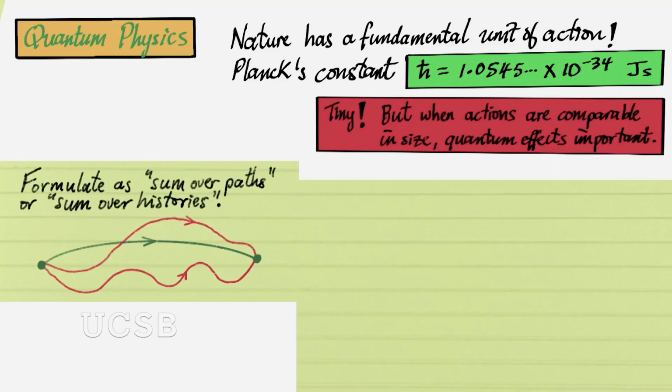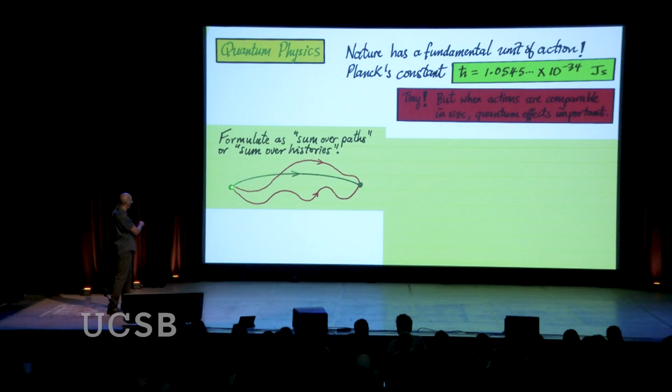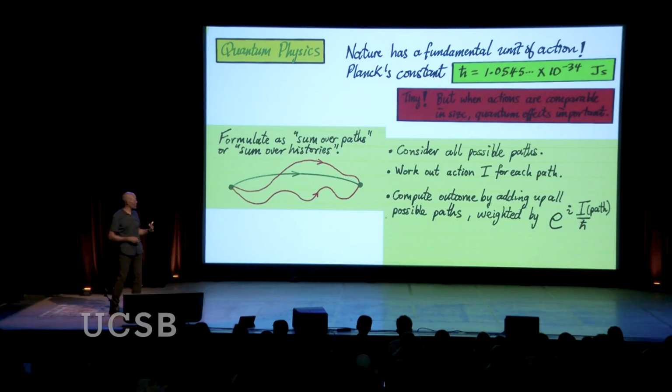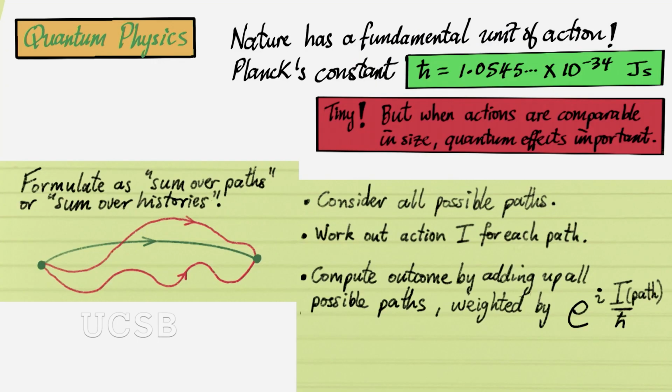And so you formulate physics differently in this way. What you do is you say, I'm interested in a process going from there to there. What's the probability of it being there and then later being there? You work out all the possible paths it could take. You work out the action associated with every single one of those. And you add all the possibilities together, weighted by the action in a certain way. That's the weight that you give: it's e to the i, times the ratio of how much action you have to nature's basic action.